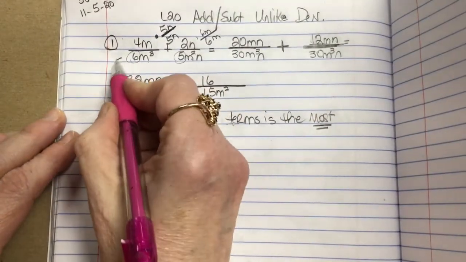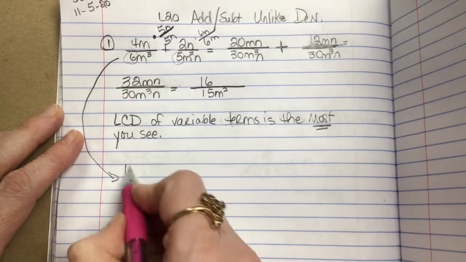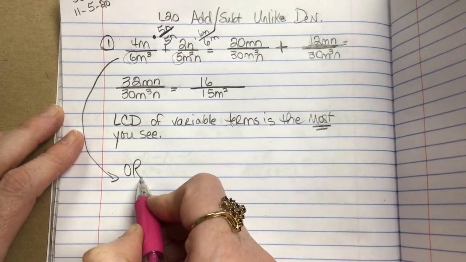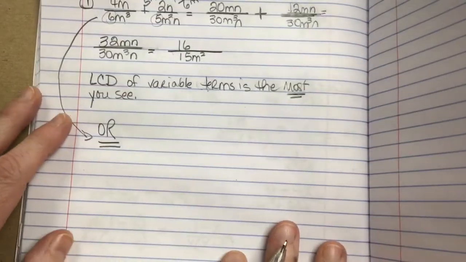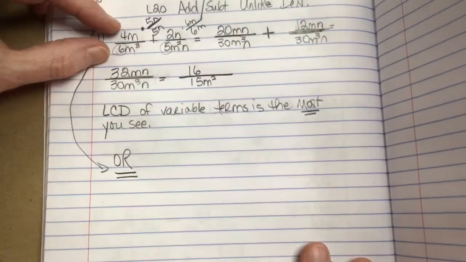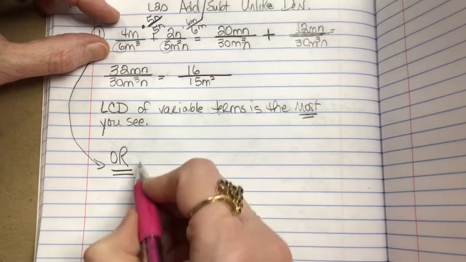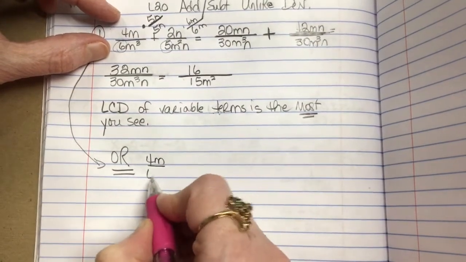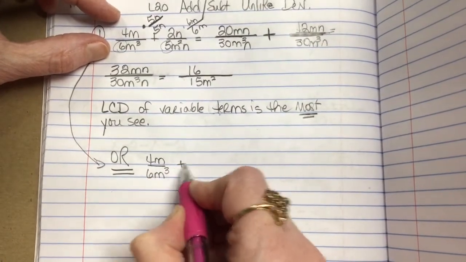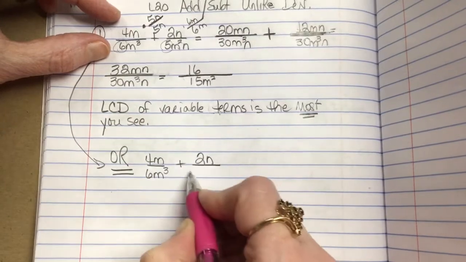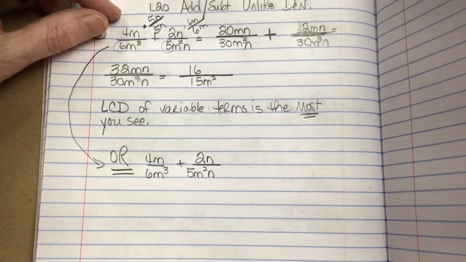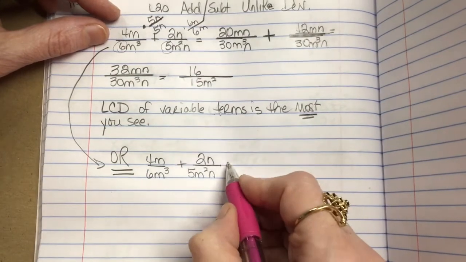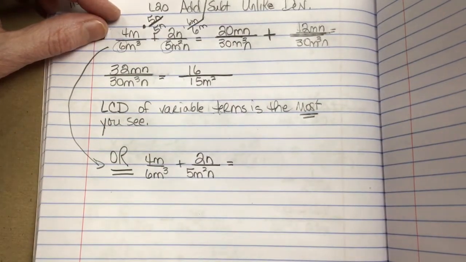Now, I'm going to draw an arrow from this to this, and I'm going to put a big "or." And I think we might want to start doing this if it will work, because I think it makes it a little bit easier. Let's take the original problem, 4m over 6m cubed plus 2n over 5m squared n. Now this really works on ones that are monomials like this. I don't know that it's going to work with parentheses. We'll just have to see.